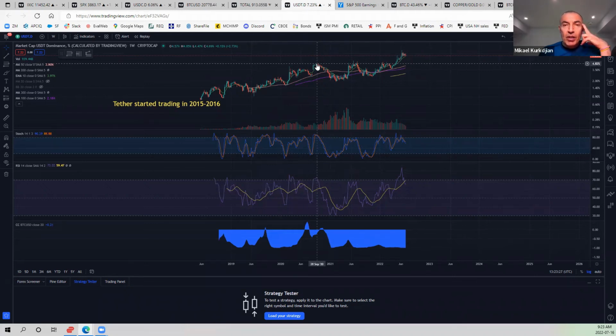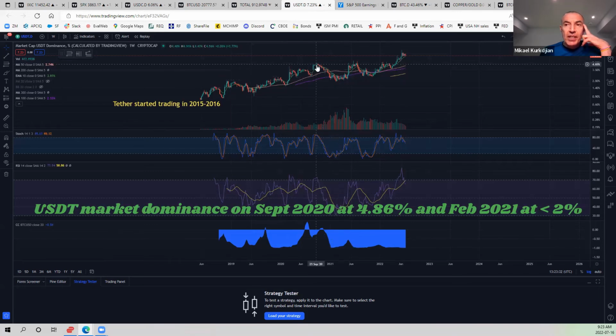So from September 2020 until February 2021, we see that USDT's market dominance went from 4.6% all the way down to less than 2%, right? So this is going basically in a short couple of months. So basically it's here from September 2020 until March 2021. So that's kind of a 6-month window.